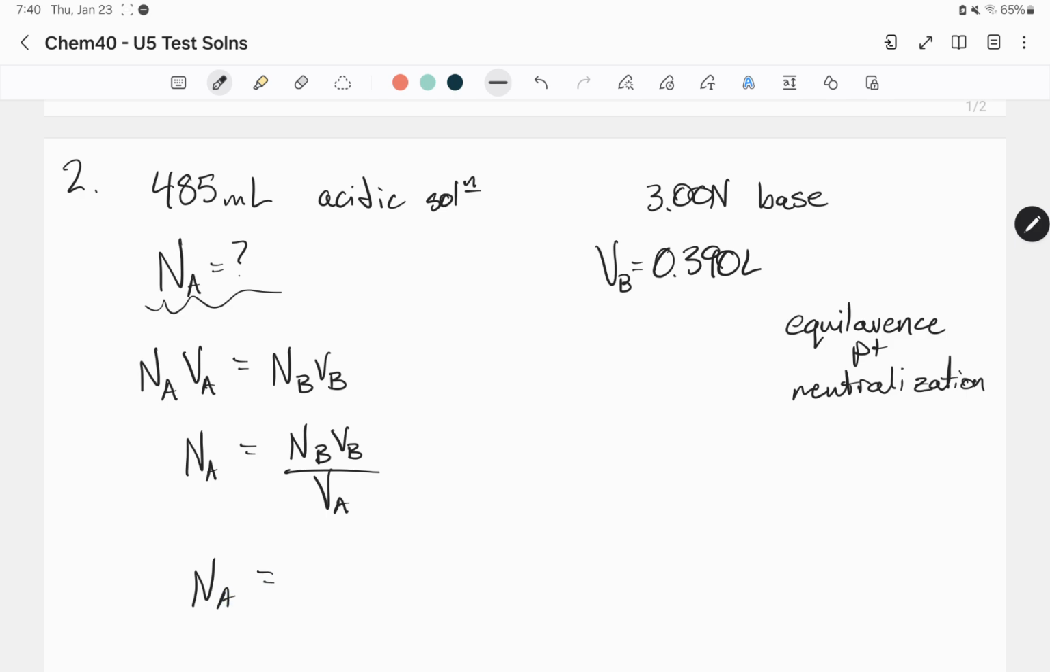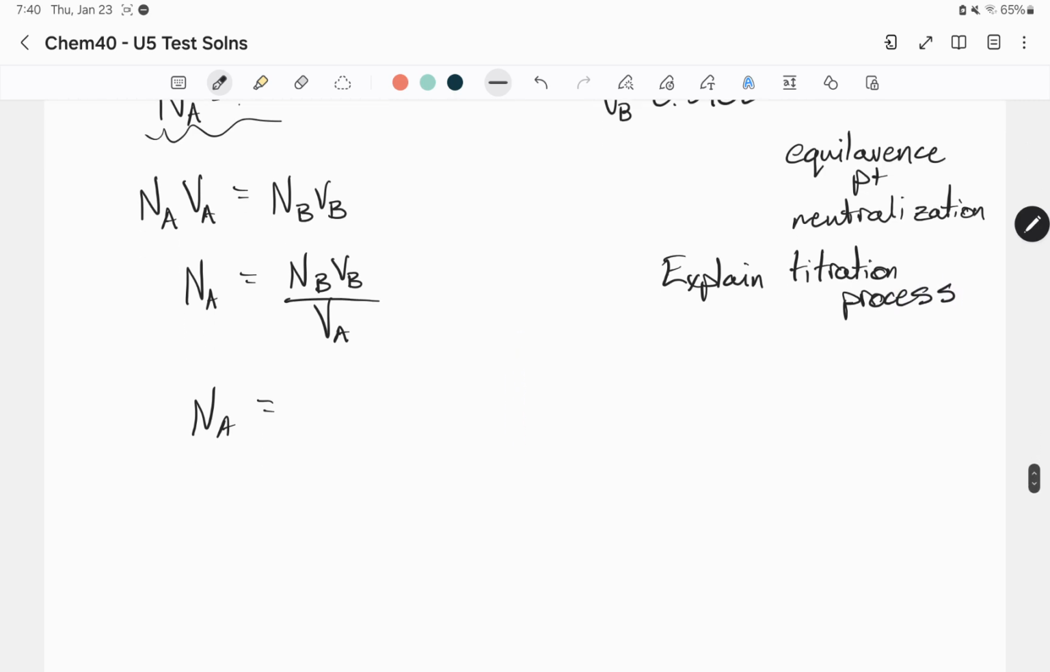Now this is just where we're starting. Remember, we do also have to explain the titration process. All right, so anyway, let's get back to solving this. So normality of A, that's what we're solving for. Normality of the base, well, we said it was 3. Volume of the base, we said it was 0.390 liters. Volume of the acid, 485 mils.